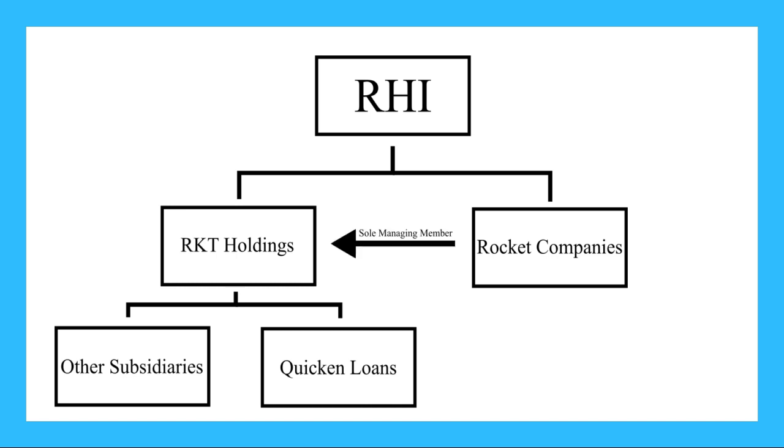So then what they did was make Rocket Companies the sole managing member of RKT Holdings, which essentially means that Rocket Companies is in control of all of the day-to-day operations of Rocket Holdings, and in turn in control of Quicken Loans and the rest of the subsidiaries. Now, it's important to note here that while they are in control of the day-to-day operations, Rocket Companies currently has no ownership stake in Rocket Holdings or any of the other subsidiaries. But the restructuring isn't quite done yet.